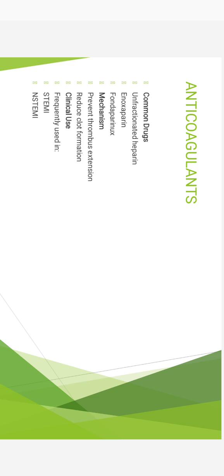Next, anticoagulants. Commonly used anticoagulants include unfractionated heparin, low molecular weight heparin such as enoxaparin, and fondaparinux. These drugs act by interfering with the coagulation cascade and reducing fibrin clot formation.